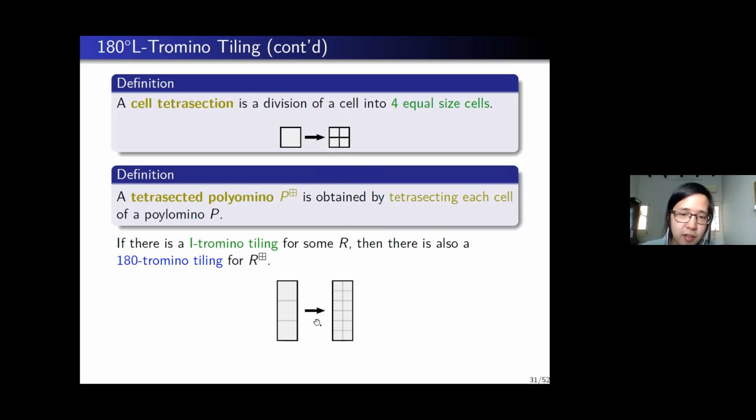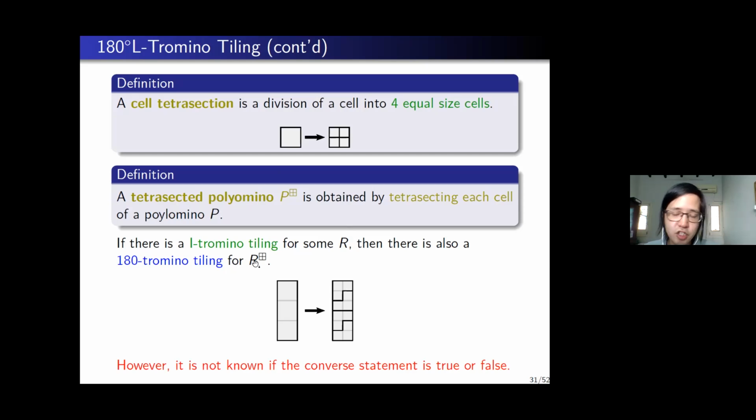And note that if we tetrasect an I-tromino, this can be tiled with 180 trominoes. So if we have an I-tromino tiling of a region R, we can find a 180 tromino tiling for the tetrasected region by replacing each I-tromino by the 180 trominoes.